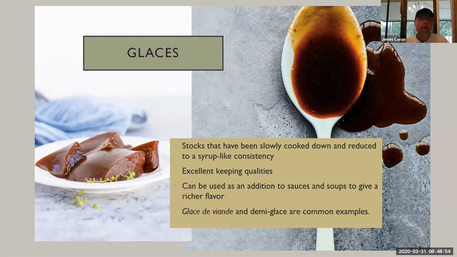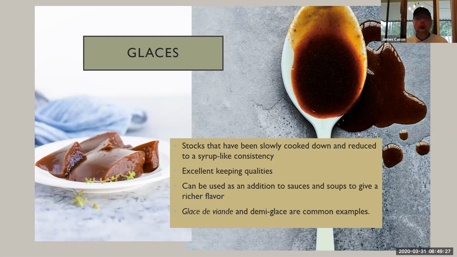So a gloss is really, think of it as a super reduced stock. You've reduced it down so far that all the natural juices are congealing, and it has its own natural thickening powers. So a gloss is actually reduced further than a demi-glace. You might use a gloss when you're making your demi-glace. So demi-glace is also reduced, but we'll get to that in a sec.